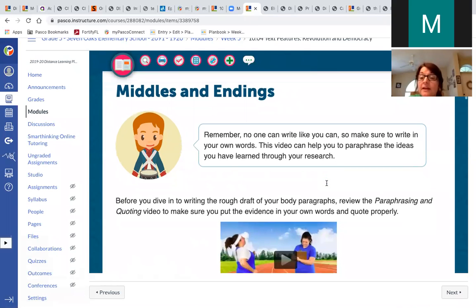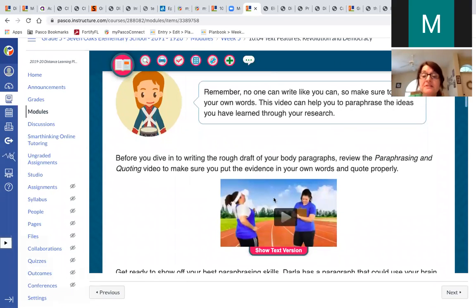So remember that you want to write in your own words. You want to be able to fully answer the prompt and include important information from those body paragraphs, including quotes. But you're also going to want to be able to put things in your own words. So here is a video that helps you be able to paraphrase ideas that you've learned through your reading, okay, and research.